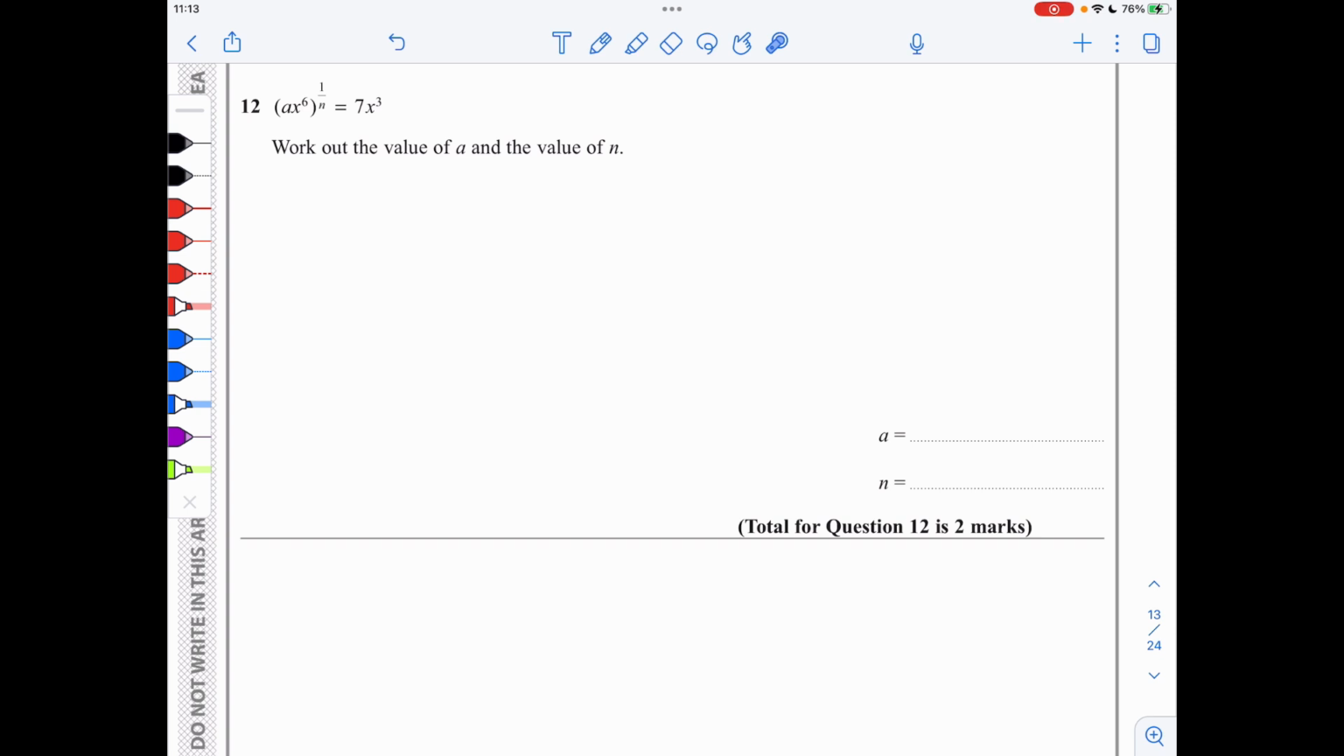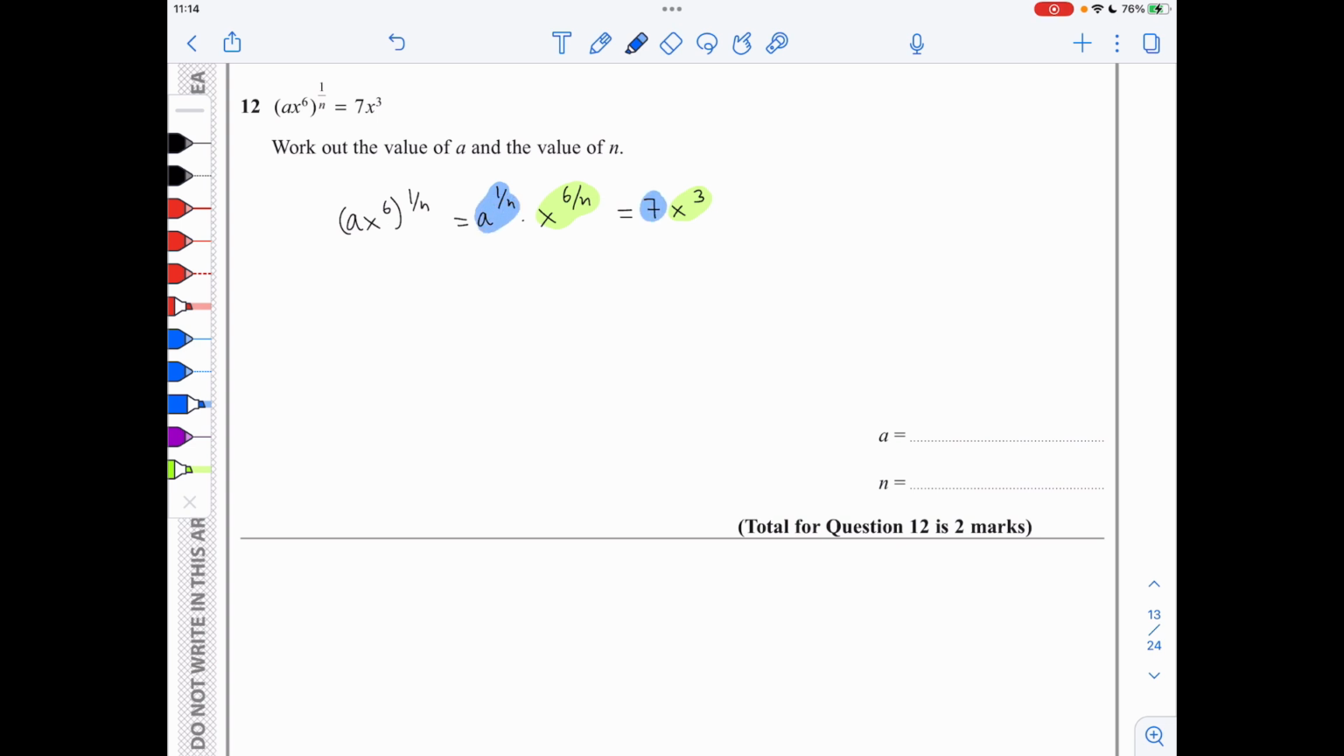In 12, we are asked to work out the value of a and n in this expression. So we can start by saying that ax to the 6 raised to the 1 over n can be written as a to the 1 over n times x to the 6 over n. Remember that when I raise a power to a power, I multiply the indices together. And we are told that this is equal to 7x cubed. So this means that x to the power of 6 over n is x cubed, and a to the power of 1 over n is 7.